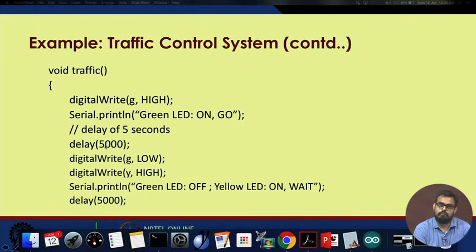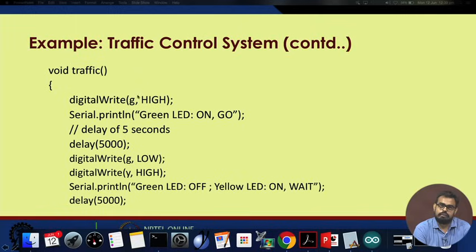If you remember from the previous example, delay takes input in terms of milliseconds. One more thing, this double slash denotes commenting. Whenever you put a double slash in front of a statement, it won't execute. Your compiler will skip the execution. Next, we go to digital write G low.